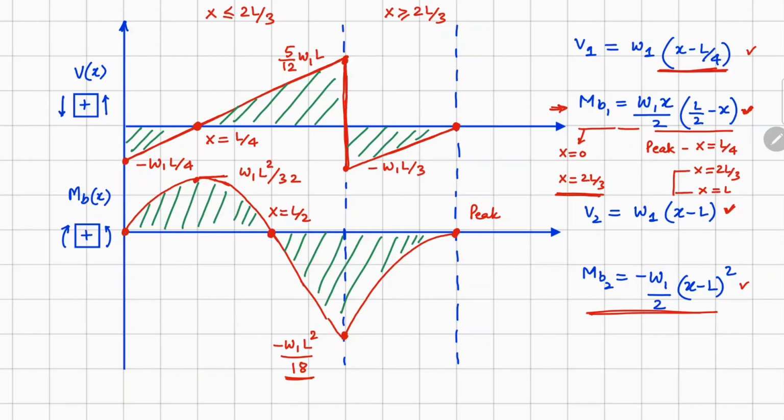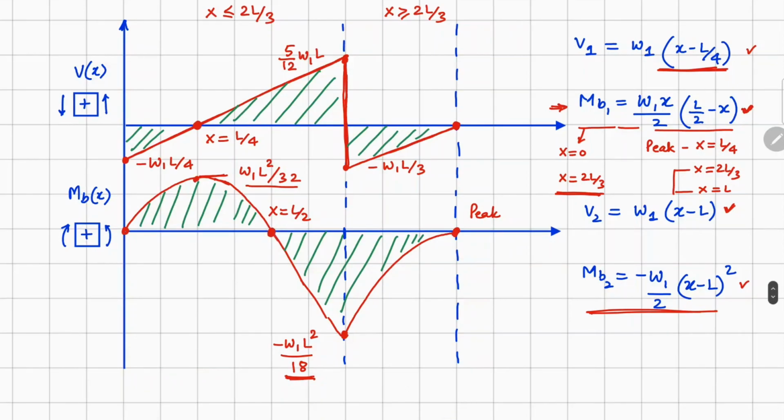So we have marked all the important values. This one here, this one right here. These are the peaks, and this is where it's going to be 0.